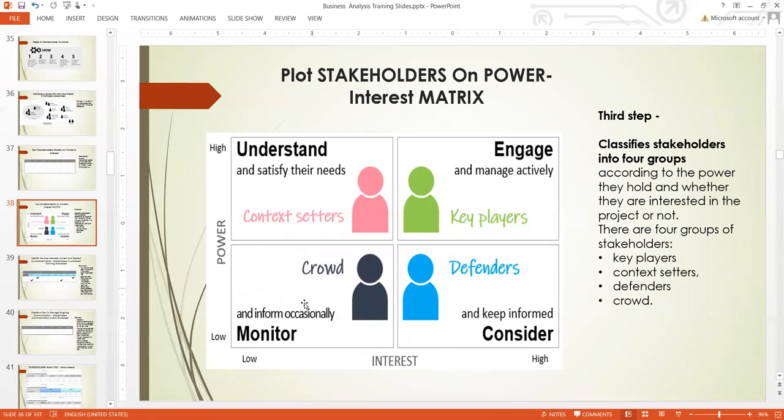Then this box says, whoever makes this box, monitor them and inform them occasionally. Then you follow the directive. This box says, whoever makes it here, consider them and keep them informed. So you follow it. That's how you monitor them. And eventually, this red one, this person, because of their danger, you use red to indicate them.